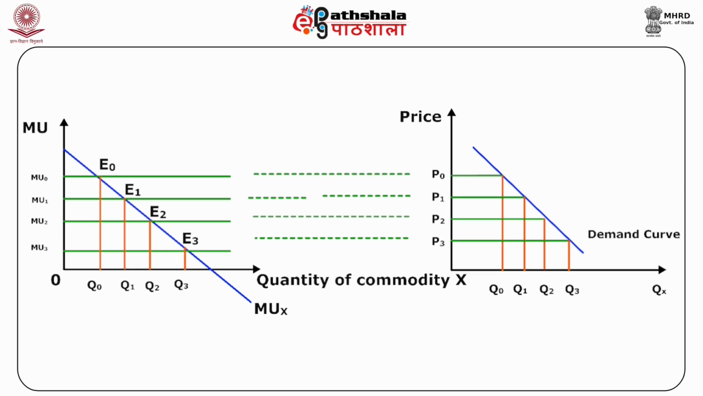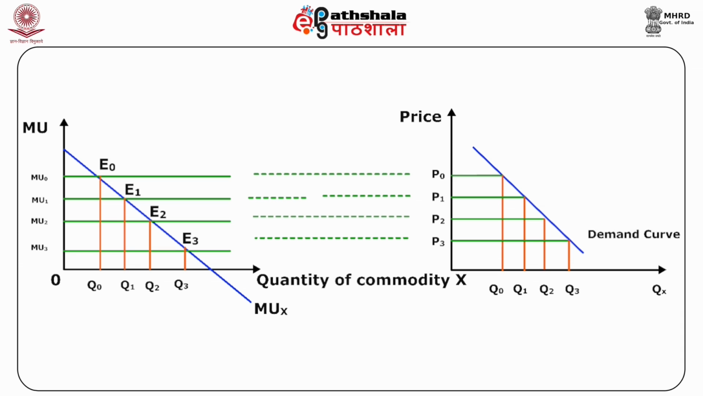Similarly, if the price falls further, he buys and consumes more to maximize his satisfaction. As we can see from the right panel, as the price of the commodity falls from P0 to P3, the equilibrium quantity where the consumer maximizes his utility increases, as each price line intersects with the MUX curve at different equilibrium points, which in turn gives the corresponding increasing equilibrium quantities.